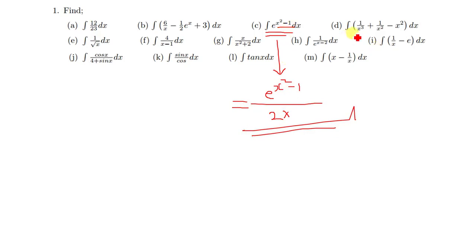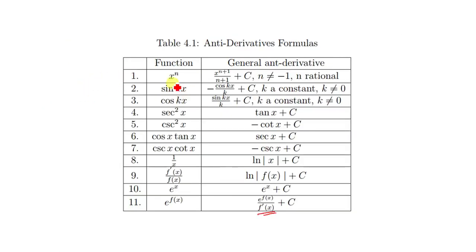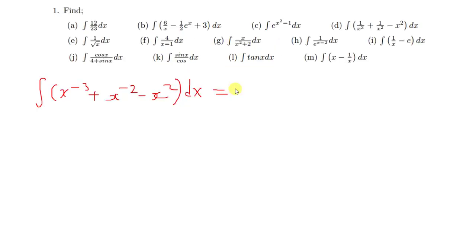Let us also move now to the next question, D. This D here can also be written as the integral of x to the power negative 3, plus x to the power negative 2, then minus x squared, and then we're integrating this with respect to x. The way you integrate this, as we have here this expression x to the power n, you add 1 to n and then divide by the new power.